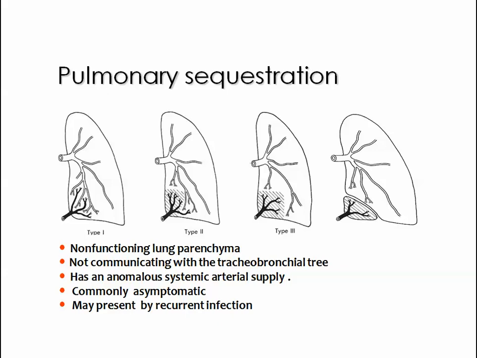And we may talk about one of the lesions which may simulate pneumonia, which is the pulmonary sequestration. And you know that we have two types of pulmonary sequestration, the intralobar type and the extralobar type. The sequestrated lung segment is a non-functioning lung parenchyma which is not communicating with the tracheobronchial tree. And the basis for diagnosis of pulmonary sequestration is the presence of an anomalous systemic arterial blood supply from the aorta to the sequestrated lung segment.